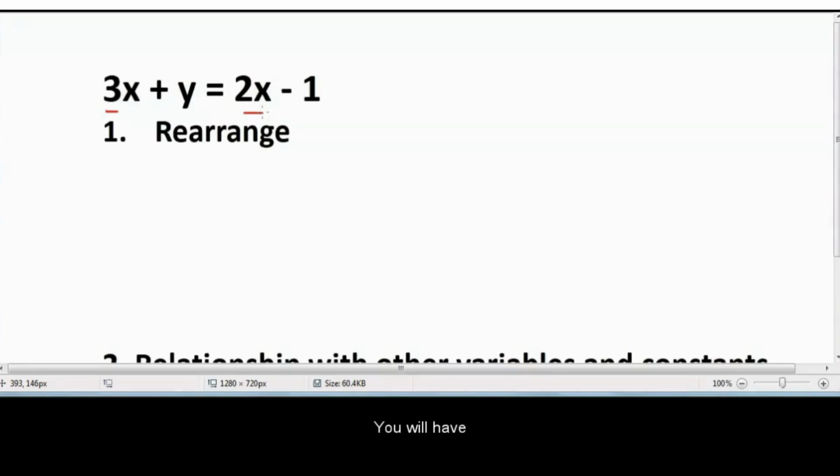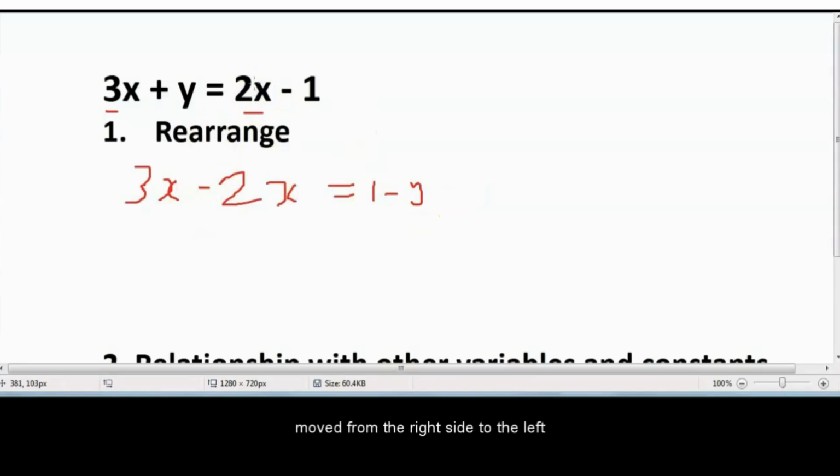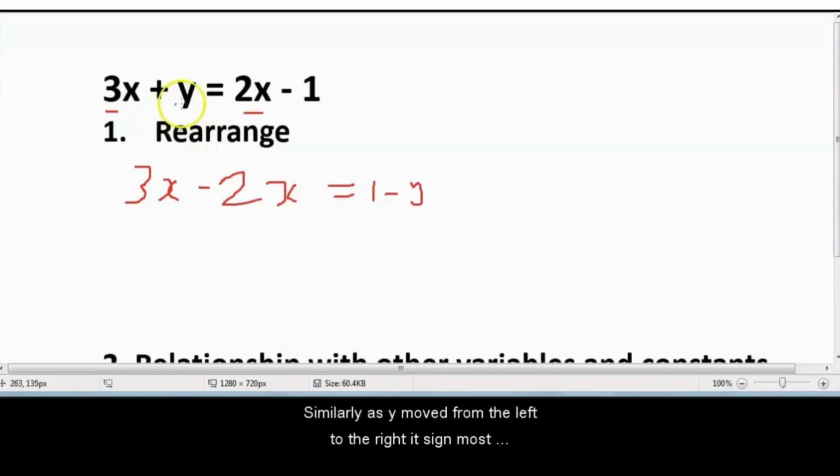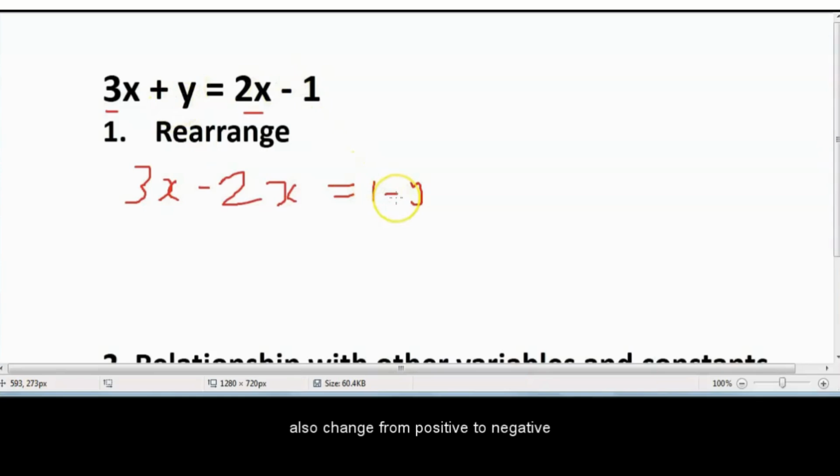If so, we will have 3x minus 2x is equal to minus 1 minus y. As 2x moves from the right side to the left side, its sign changes. The sign must change from positive to negative. Similarly, as y moves from the left to the right, its sign must also change from positive to negative.